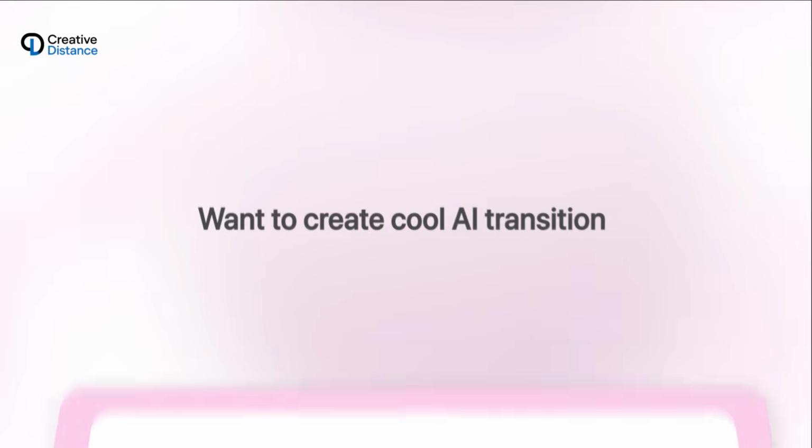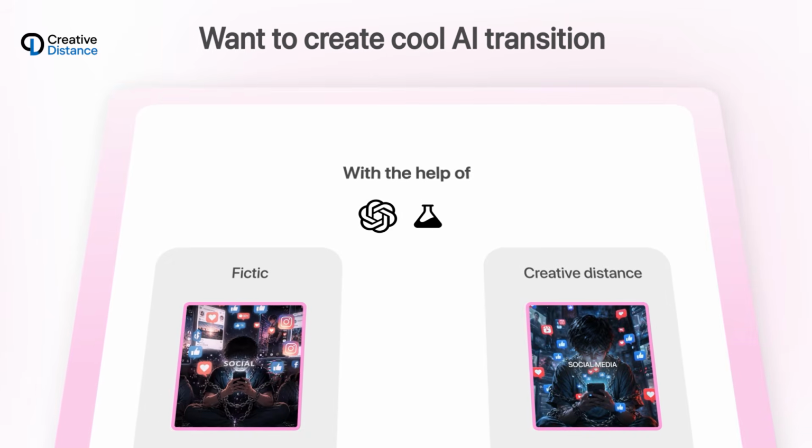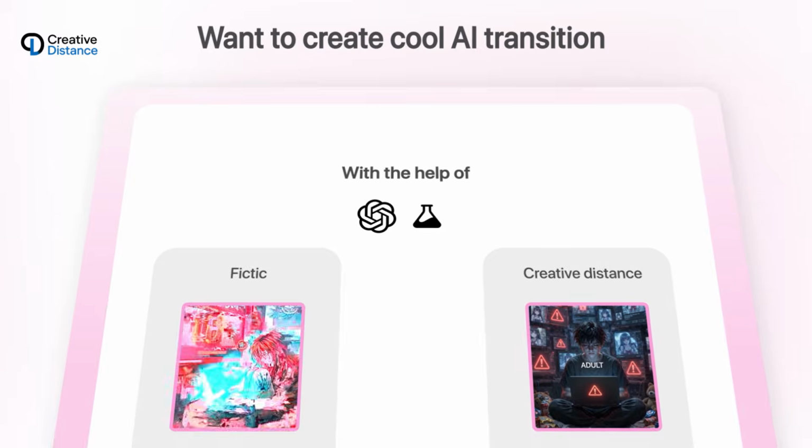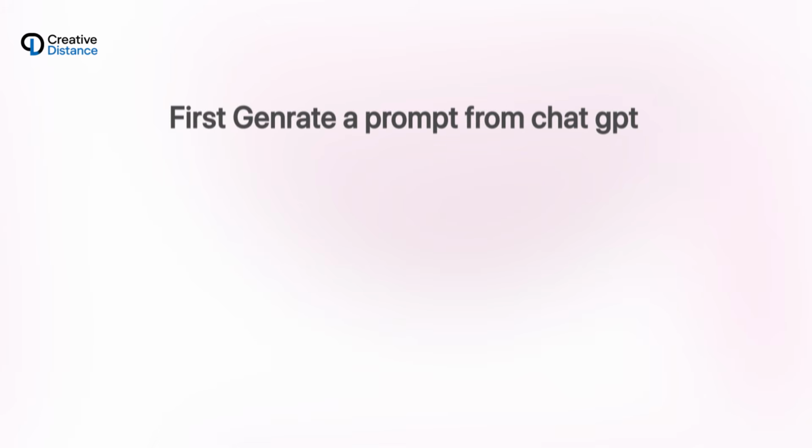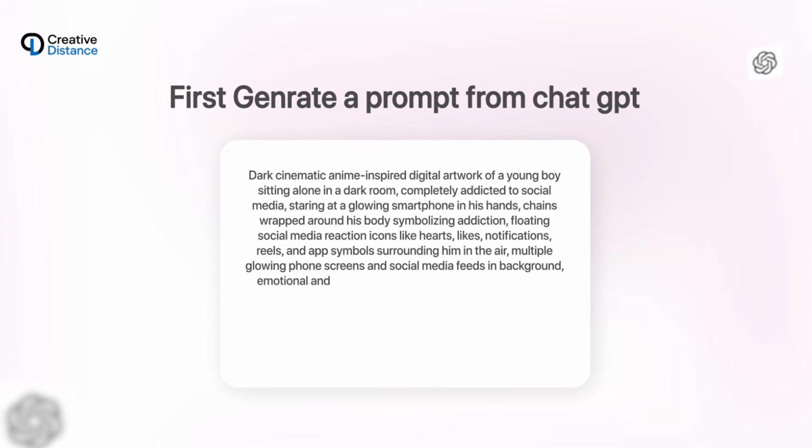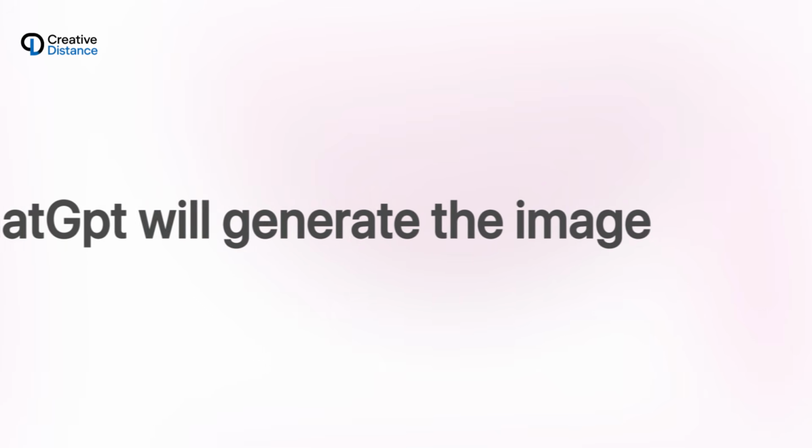Do you also want to create cool AI transitions? And that too using only ChatGPT and Google Labs Flow AI? First, you'll need to generate an image prompt. You can create your own prompt, or you can use the prompt we provided. After that, ChatGPT will generate the image for you.